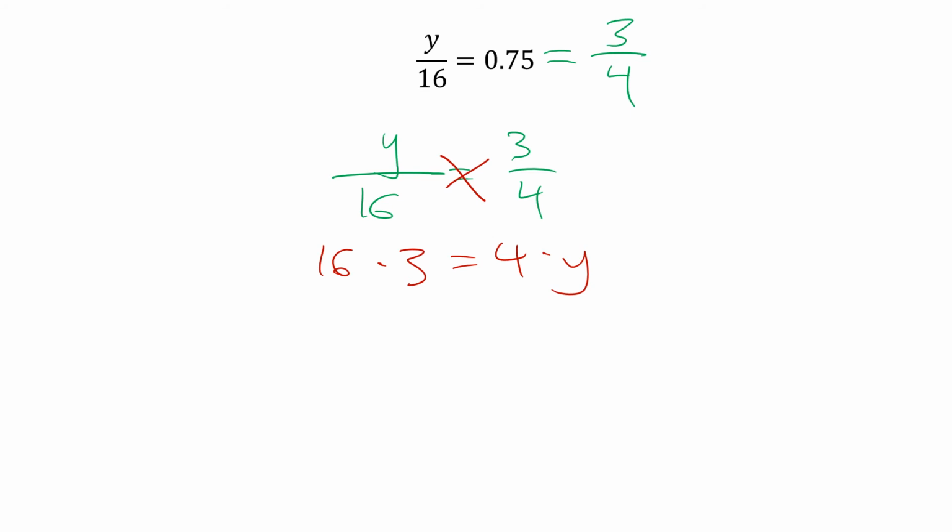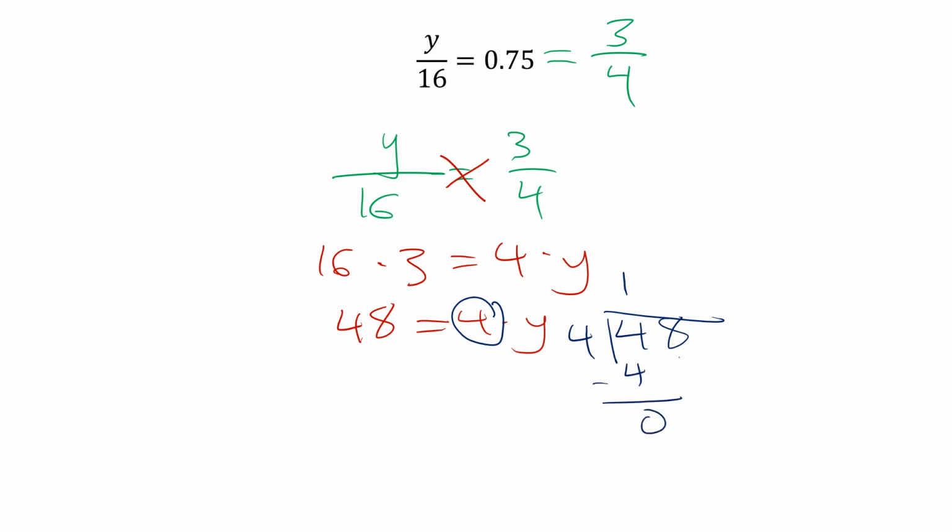And then finish our multiplication. 16 times 3 is going to give us 48 equals 4 times y. And then to finish, we'll divide by the number that's multiplied to our variable. So 48 divided by 4. 4 goes into 4 once, subtracting it, 0, bring down your 8. 4 goes into 8 twice. It gives us 8, subtracting it, 0. So our final answer is 12. y equals 12.